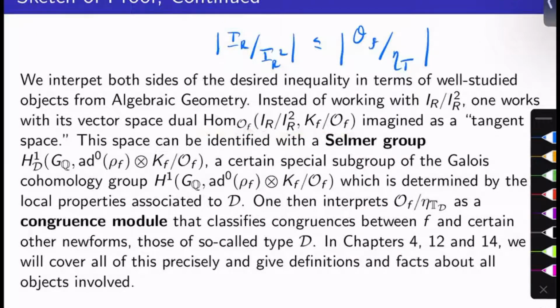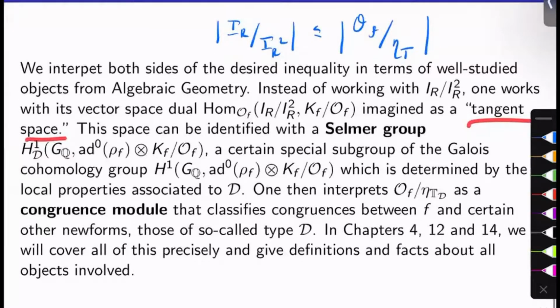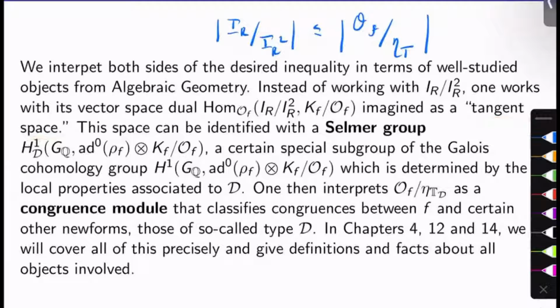So instead of thinking of this as a vector space, you're going to work with its dual in some sense. Okay, well, imagine this as a tangent space. So this dual space can be identified with what's called a Selmer group, which is a certain special subgroup of a Galois cohomology group. I have a whole chapter on Galois cohomology coming up, chapter 4. It's what's called H1 sub D, corresponding to the deformation type D, of GQ, comma, ad 0 rho f tensor KF mod OF. And that's just a subgroup of a Galois cohomology group that's labeled in the exact same way, except there's no D down here.